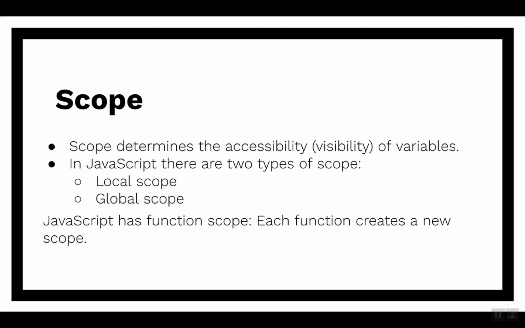So scope. Scope determines the accessibility of variables. For example, if you declare a variable at the start of your JavaScript file, that variable will be accessible through all of the programs that you write, all of the functions that you write below, right? That is called a global scope. So what if you write a variable inside a function? What kind of scope do you think it has? Right, it has a local scope because that variable will be accessed by only that function. It won't be accessible outside.